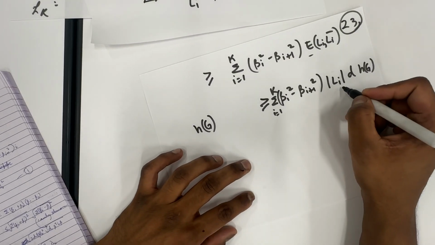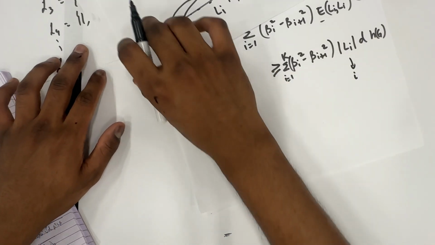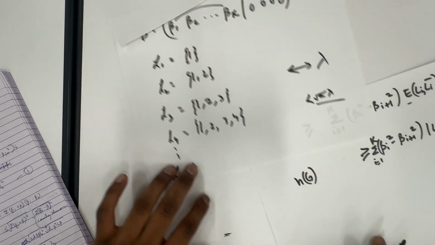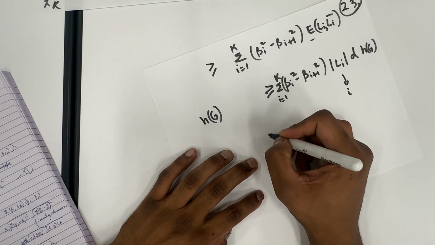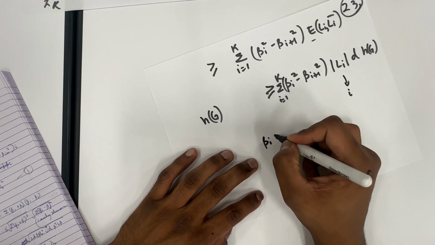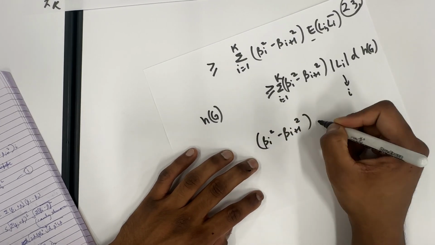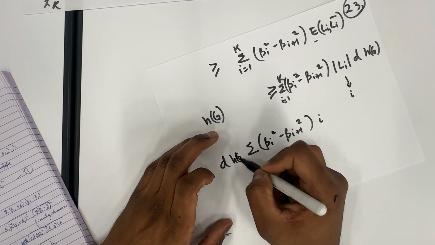Now, Li though is always equal to i, because that's how I chose my Li. Li was 1, 2, 3, so L4 was 4 elements. The number of elements in Li is always i. So this sum is a telescoping sum, beta i square minus beta i plus 1 square, times i times d times h of G, which I can just pull out, right?